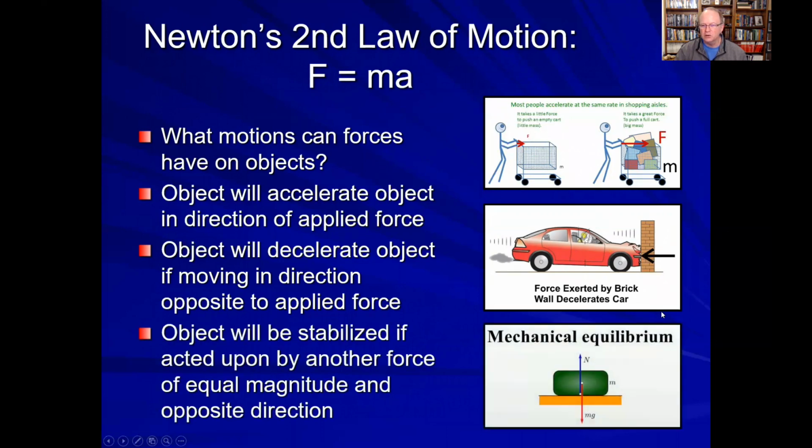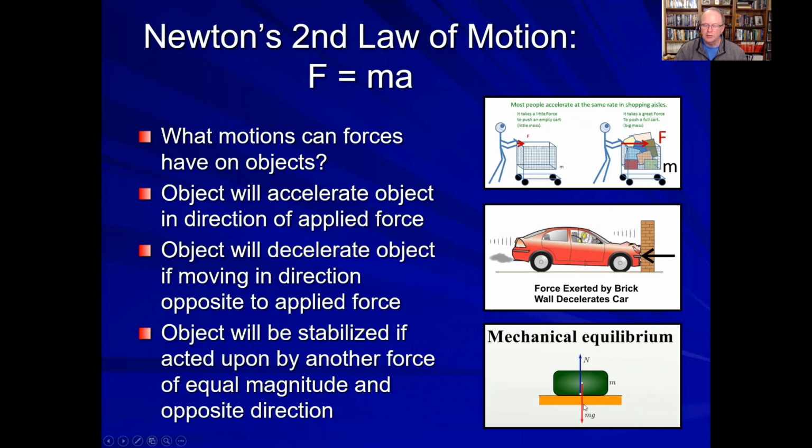And we can also have a situation where equal and opposite forces create stability of the object. So here we have an example of a green object on a yellow table. The green object's mass times gravitational acceleration is creating a force that's pulling downwards. But this is going to be an equal and opposite force to the amount of force the table is pushing upwards on the object.